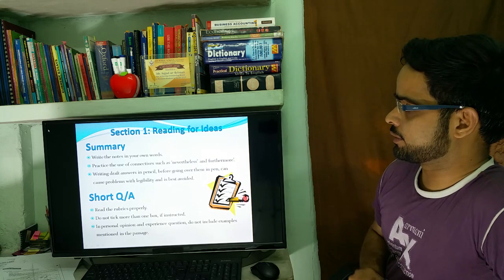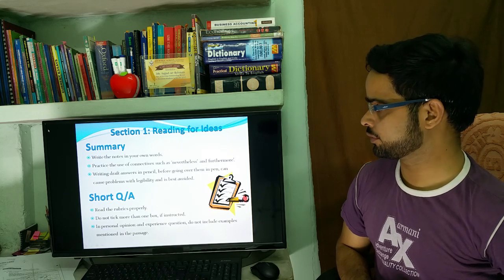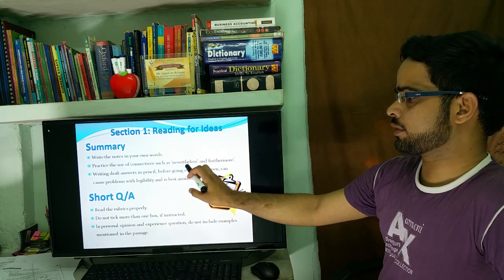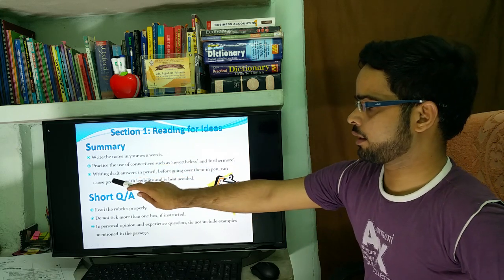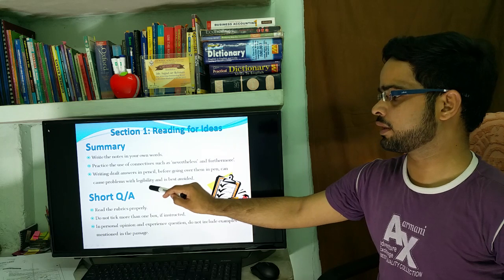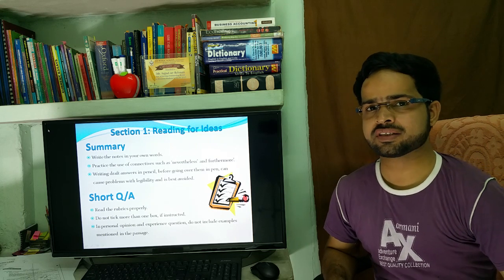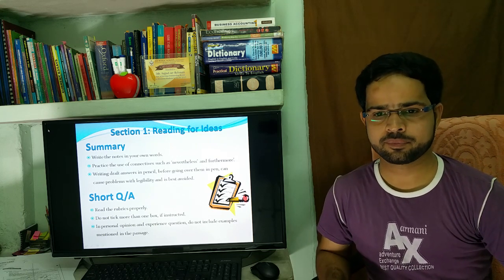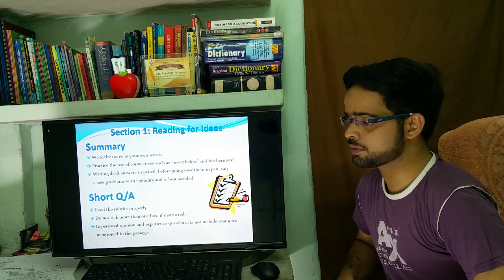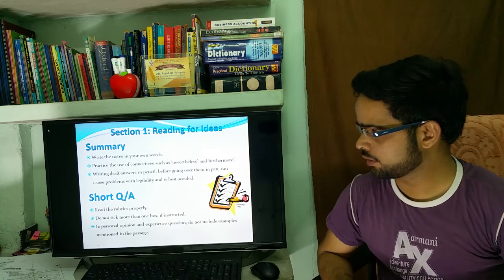Section 1, reading for ideas. Summary. Write the notes in your own words. Instructions for summary. Practice the use of connectives such as nevertheless and furthermore. Writing draft answers in pencil before going over in pen can cause problems with legibility and is best avoided. You can write with any handwriting which is legible, which is readable by the examiner. But if you are writing with handwriting which is not legible, which is not readable by the examiner, you will lose marks.